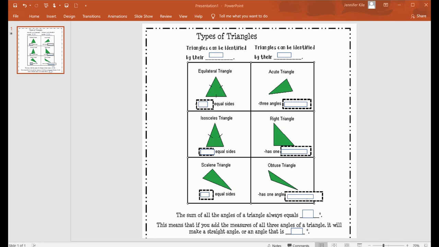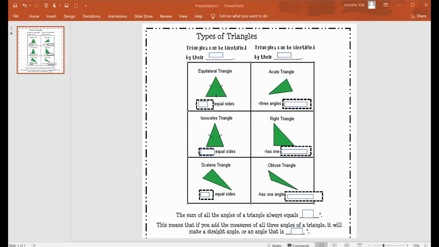So you're pretty familiar with triangles. We know they have three sides and three angles. That's how it gets its name, tri meaning three, and angles, so it has three angles. And we're going to look at how we can name our triangles or identify our triangles.